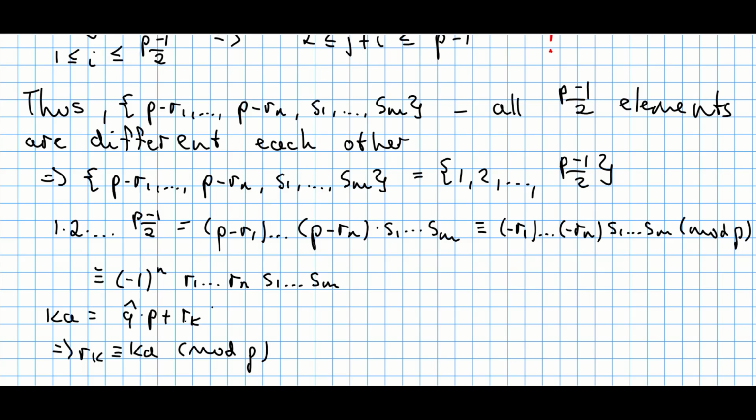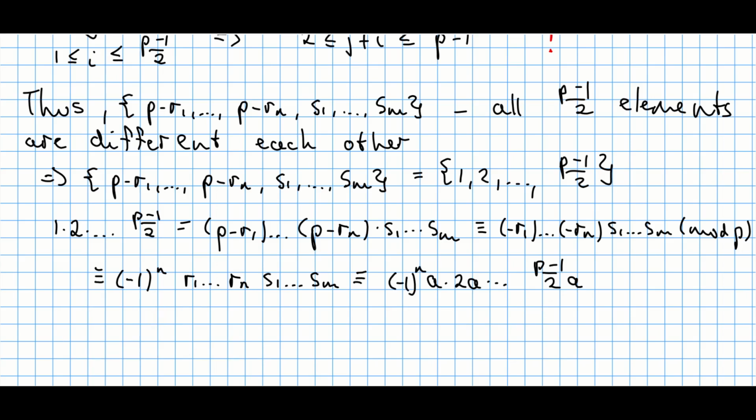Likewise, you can substitute each rk by sk, and then sk is also congruent to ka modulo p. Now, since those remainders are remainders after dividing a all the way up to (p-1)/2 times a, and each remainder is congruent to one of those elements, the following product is congruent to a times 2a times up to (p-1)/2 times a, and I should not forget this negative 1 raised to the power of n right over here. This product can be rewritten in the following way: negative 1 raised to the power of n, and we have a times a, (p-1)/2 a's. So this is going to be a raised to the power of (p-1)/2 times the product 1, 2 up to (p-1)/2.